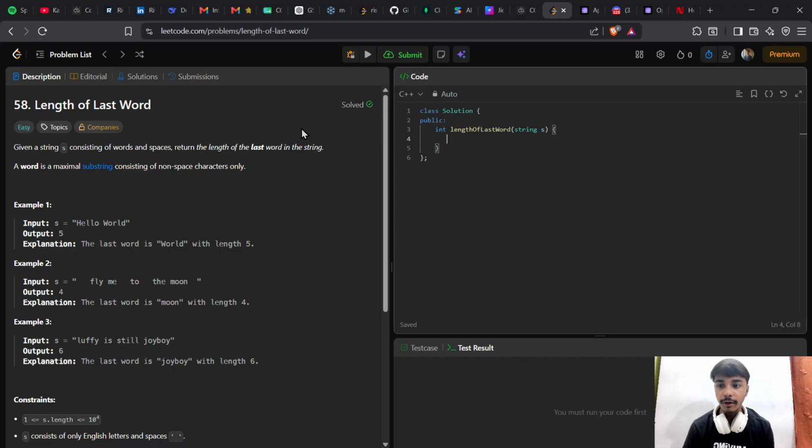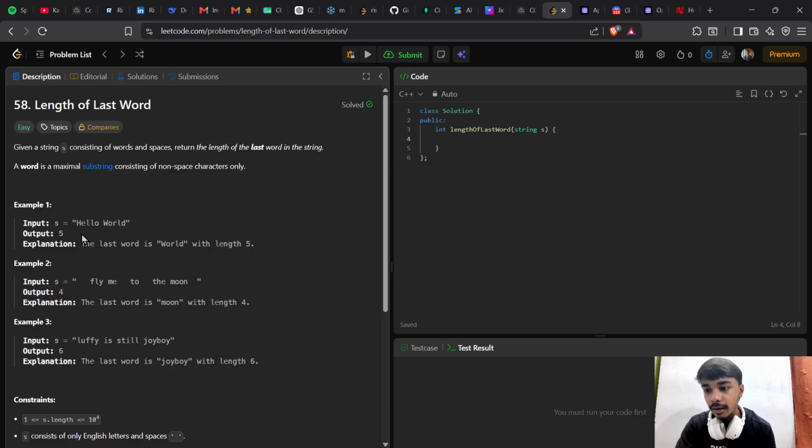Today we are solving LeetCode problem 58, length of last word. This is a simple but important string traversal problem. Okay, let's get started. What the question says is a word is a maximal substring consisting of non-space characters only. Basically, given a string consisting of words, return the length of the last word. Simple. A sentence is given, just return the last word's length.